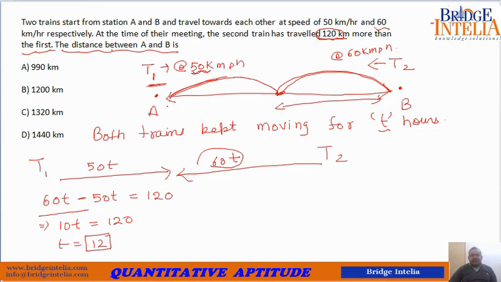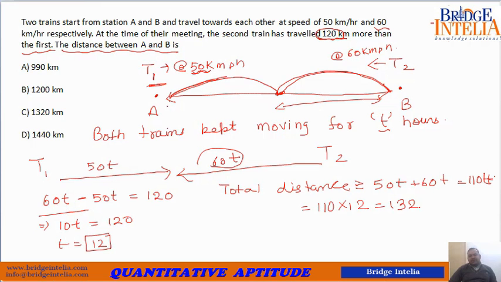What is the question? The distance between A and B is equal to what? So it means they were traveling together for 12 hours, or in other ways, you can find the total distance quite easily. Total distance is 50t plus 60t, that is equal to 110t. Now you know the value of t, that is equal to 12. So that is equal to 110 into 12. So 11 into 12, 132. So the final answer will be 1320 kilometers.